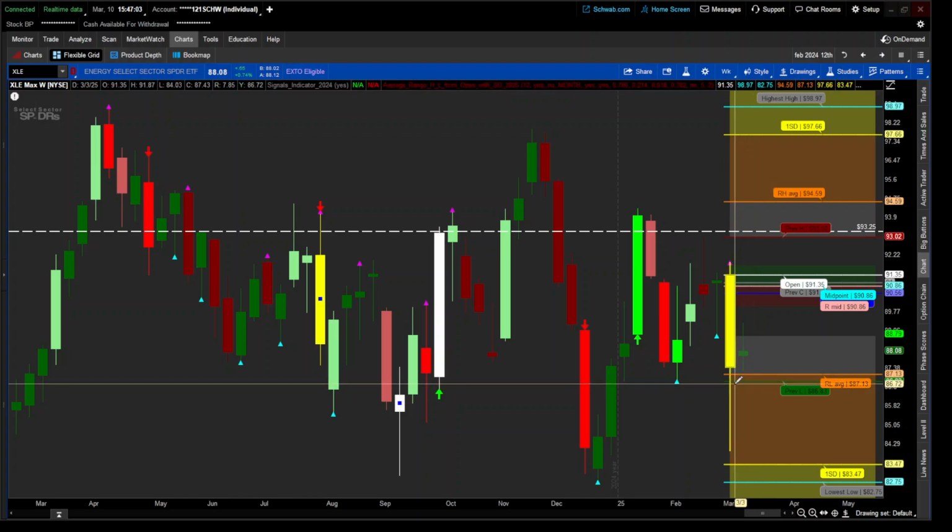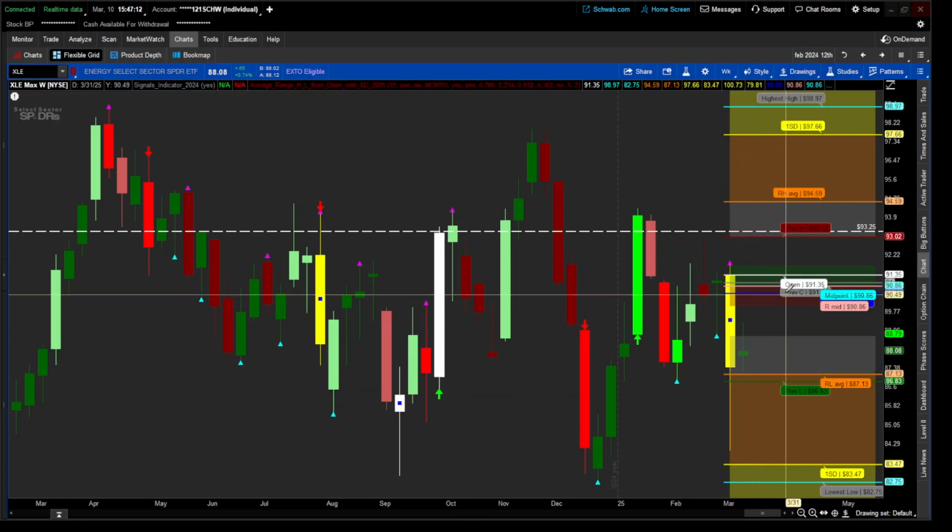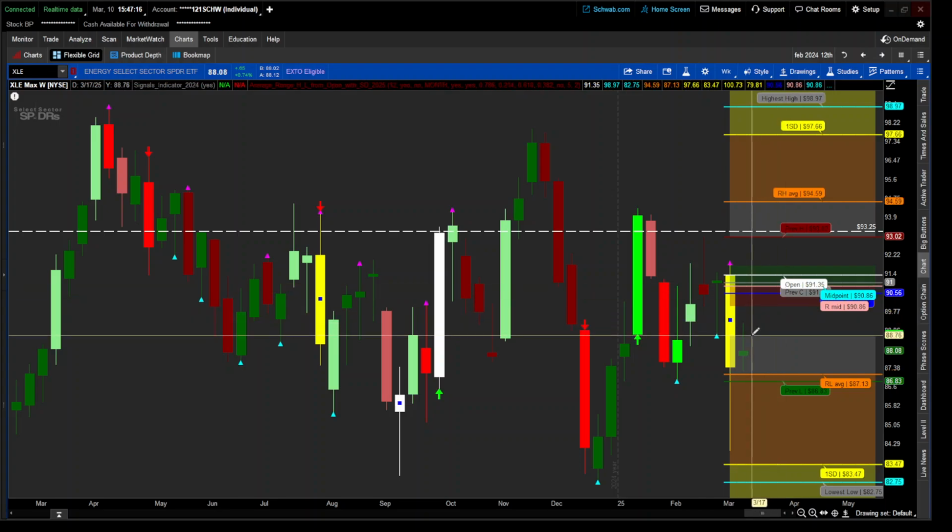It tested that previous low last week, the previous month's low, pushed all the way down here, and pushed back above. Right now, it's hanging out in this area. Hopefully, it pushes back above and goes back above its open, or it could possibly retest this Fibonacci level right here. So that's energy.